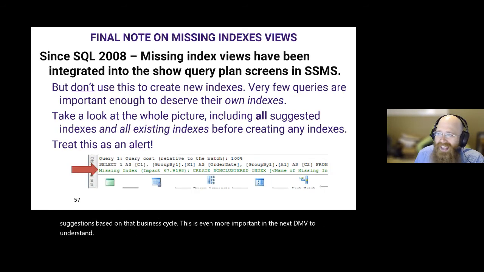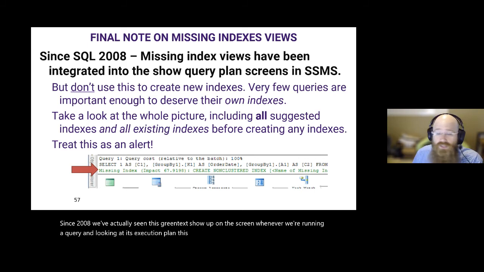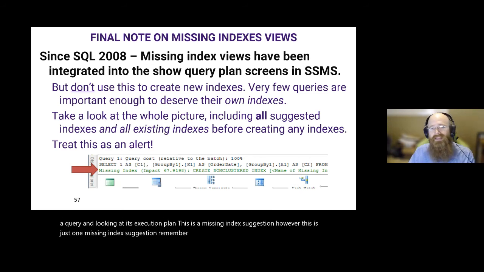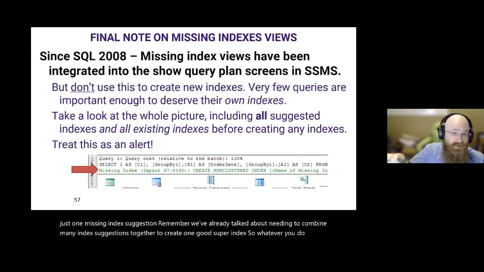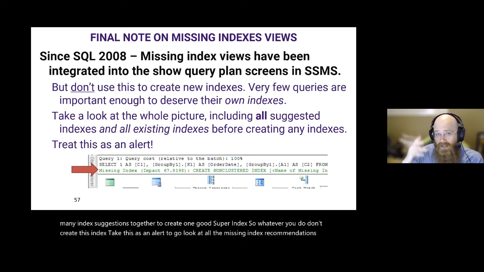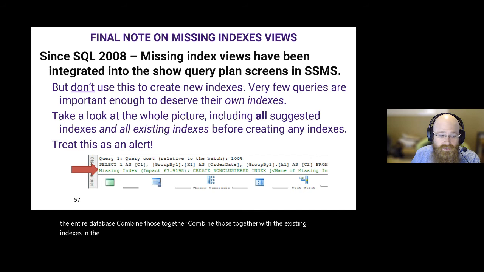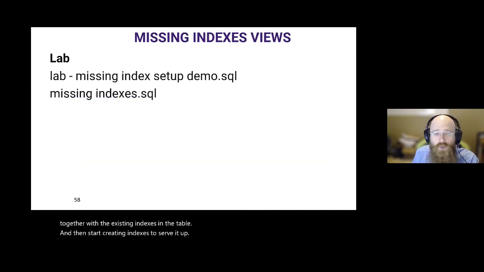Now, since 2008, we've actually seen this green text show up on the screen whenever we're running a query and looking at its execution plan. This is a missing index suggestion. However, this is just one missing index suggestion. Remember, we've already talked about needing to combine many index suggestions together to create one good super index. So whatever you do, don't create this index. Take this as an alert to go look at all the missing index recommendations for the entire database. Combine those together with the existing indexes in the table, and then start creating indexes to serve it up. There's a lab here. You can walk through generating a recommendation and generating a new index yourself.